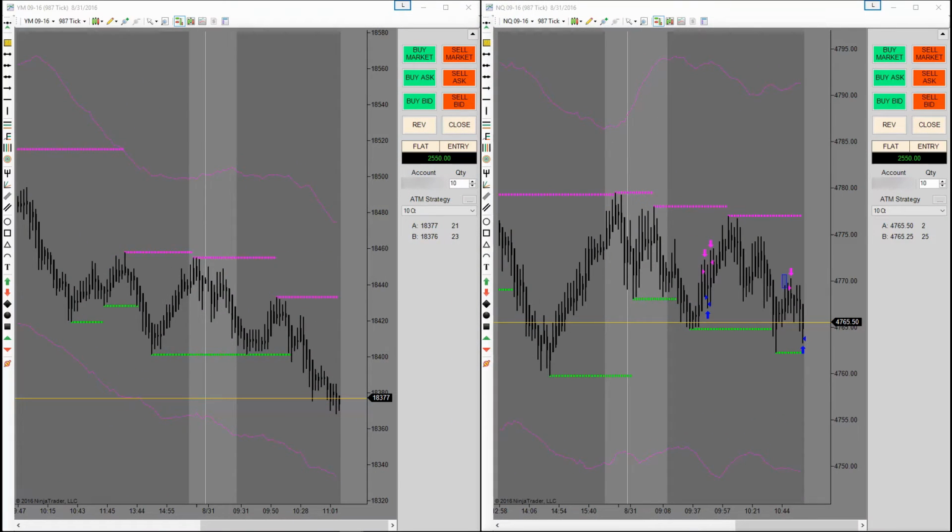Alright guys, so our total right here before 11 o'clock is $2,550 here on the NASDAQ. We didn't have any trades on the Dow futures, just on NASDAQ futures.